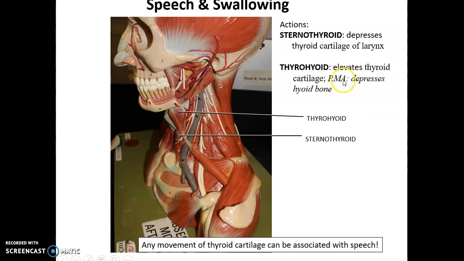This muscle also has a reverse muscle action, so it can switch its origin and insertion, so it can also depress the hyoid bone. So it can elevate the thyroid cartilage or depress the hyoid bone.